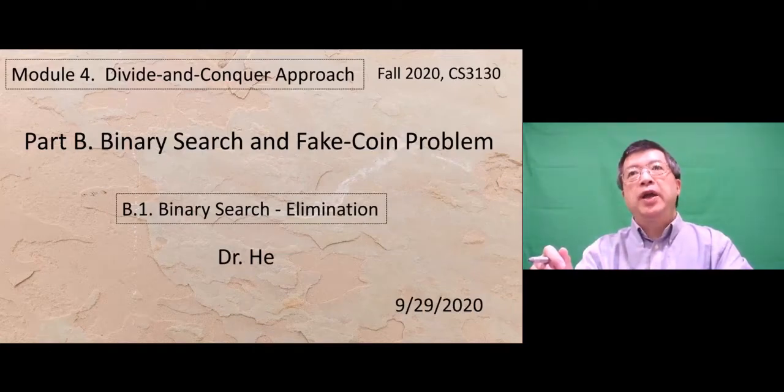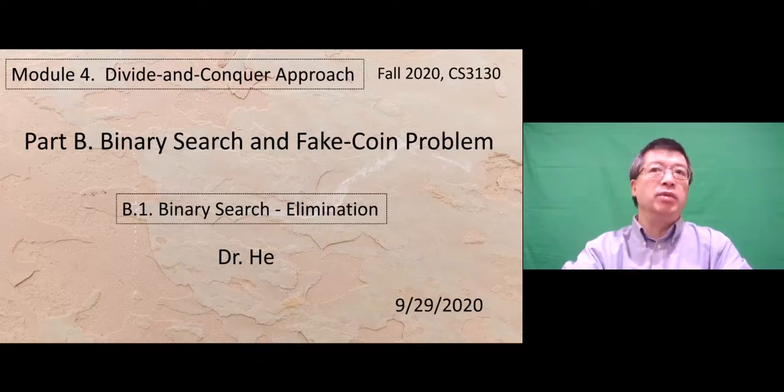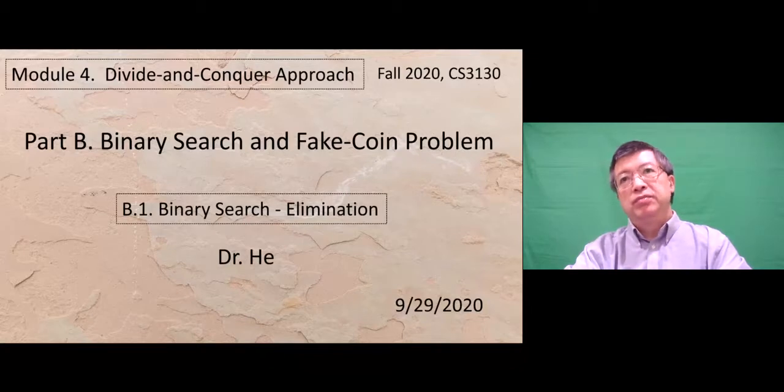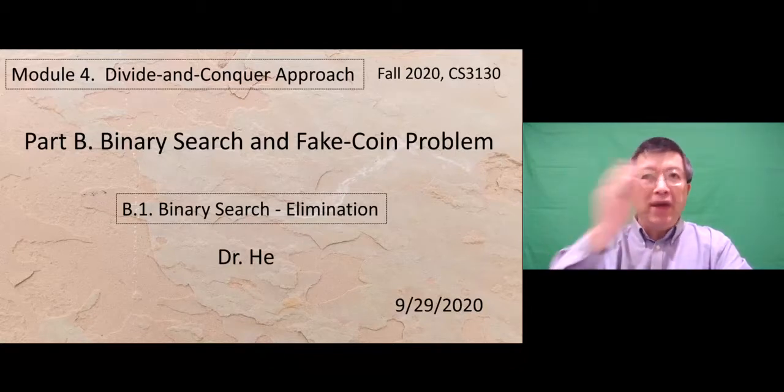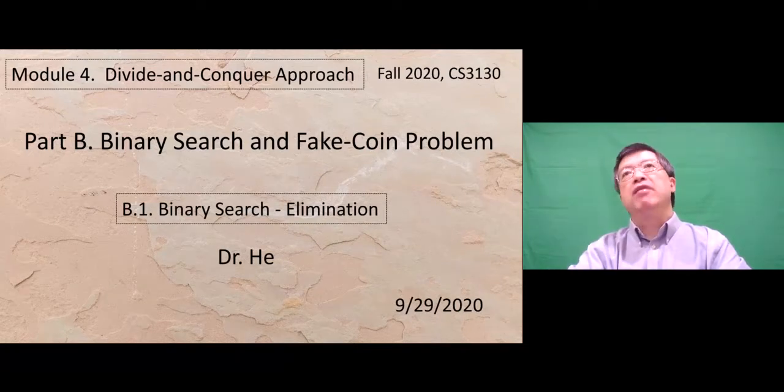Binary search and a fake coin problem. In this part, we will learn two topics. The first one, binary search, and the second one, fake coin problem. B.1, binary search, elimination. We will use the elimination method to solve the binary search problem.